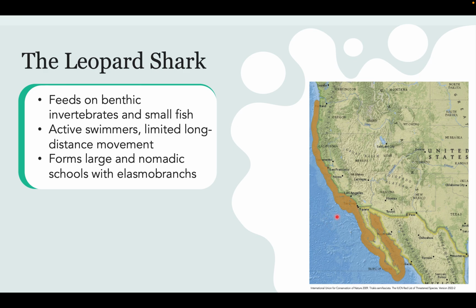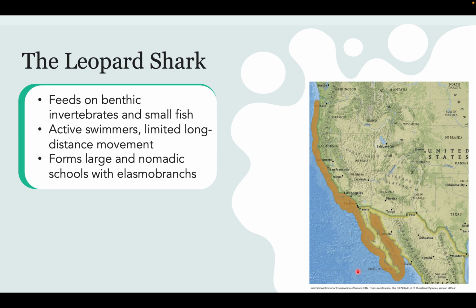Triakis semifasciata is found in the eastern Pacific Ocean, ranging from Oregon in the United States to Mazatlan in Mexico, where they commonly occupy bays and estuaries. Leopard sharks opportunistically feed on benthic invertebrates and small fish. They are characterized as strong, active swimmers that form large and nomadic schools of elasmobranchs, including bat rays, Myliobatis californica, and smoothhound sharks, Mustelus henlei.